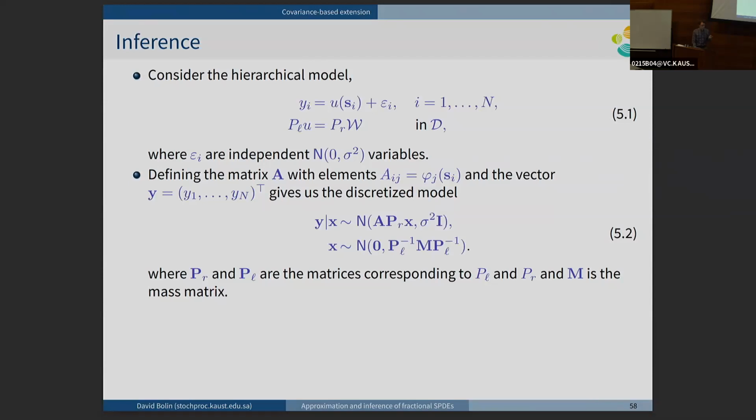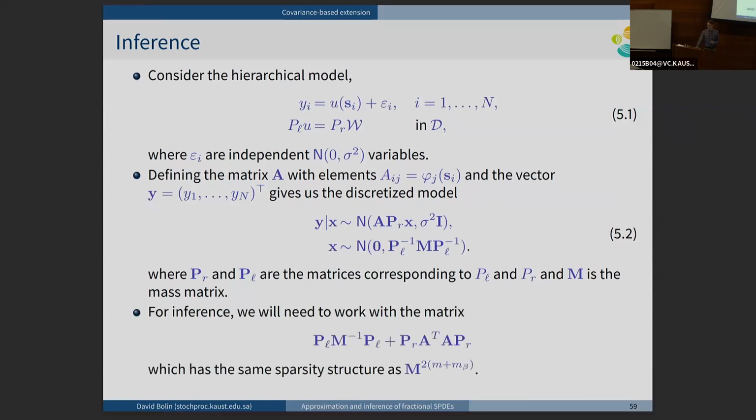So now, if you only want to do sampling, like Monte Carlo sampling here, this works beautifully. The problem is that in statistics, sampling is in some sense trivial. The difficult part is doing inference. So if you want to do, say, likelihood inference, you have to work with something like this posterior precision matrix that looks like that. And if you look at that, this basically has the same sparsity structure as the mass matrix to some power 2 times m, where m is the order of the rational approximation. That means that this quickly becomes non-sparse as you increase the order of the rational approximation.